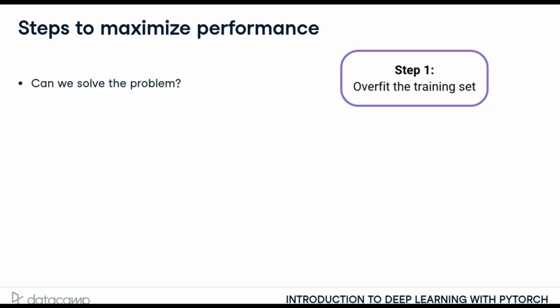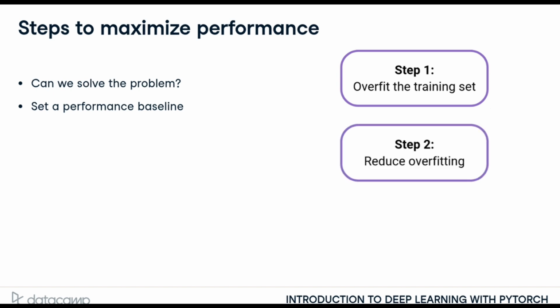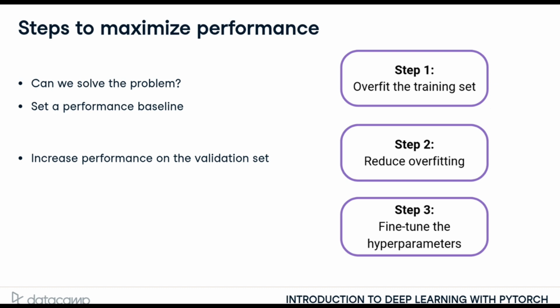First, we create a model that can overfit the training set. This will ensure that the problem is solvable. We also set a performance baseline to aim for with the validation set. We then need to reduce overfitting to increase performance on the validation set. Finally, we can slightly adjust the different hyperparameters to ensure we achieve the best possible performance.